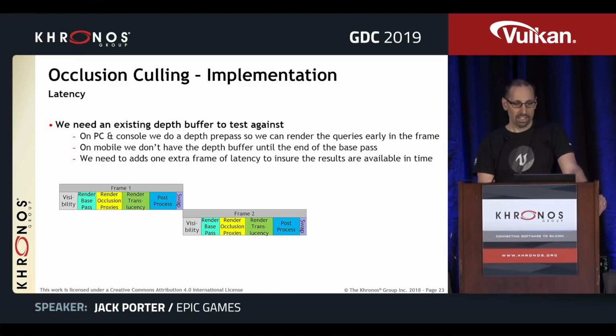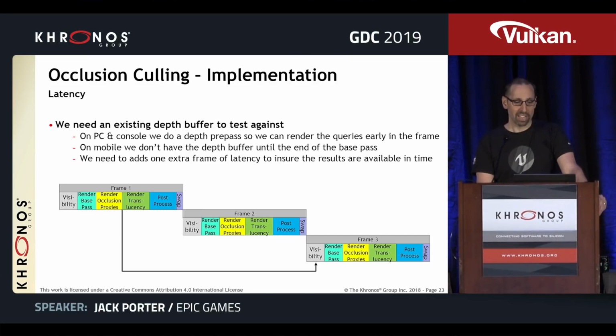So we're rendering them directly after the base pass. So we have an extra frame of latency before the visibility information 2 frames later can actually make use of the occlusion results.